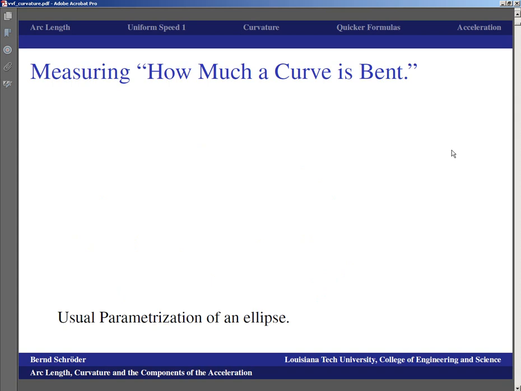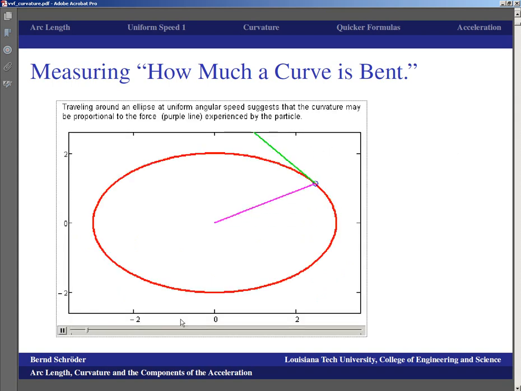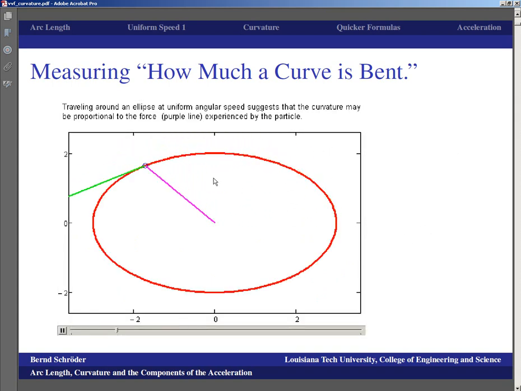And if we send a particle traveling around that ellipse using the regular parametrization, where we're going at uniform angular speed, now, this is not uniform velocity, and it's also not the way a planet would go around the sun, for example. This is just a standard parametrization. But what we can see here is the green vector in the animation is the velocity vector, and the purple vector is the acceleration. That is something that we can compute just taking the derivatives.